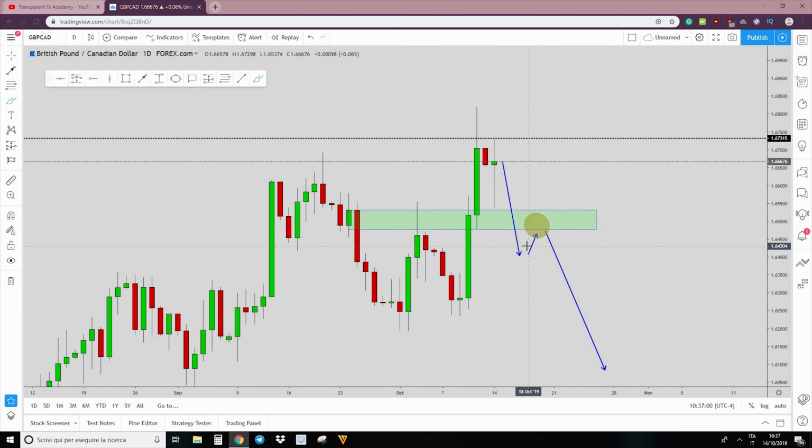And in the end, as we already said, trading is all about stacking as many probabilities as possible on your side.